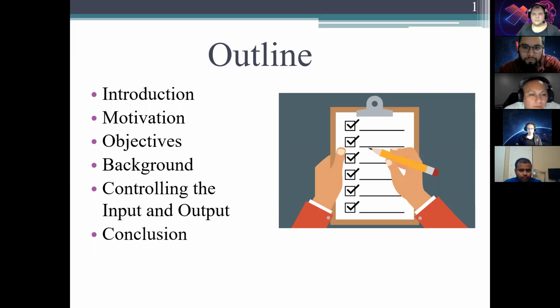For our outline, we have the introduction, motivation, objectives, background, controlling the input and output, conclusion.